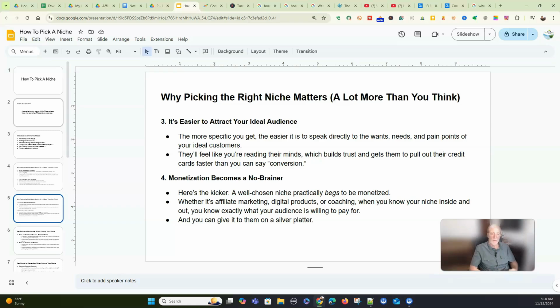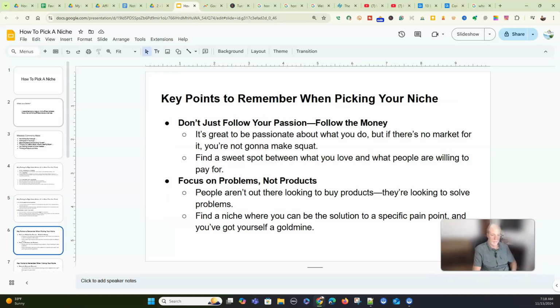And so monetizing becomes a no-brainer. So how do you monetize that market? Well, it's easy because you know everything that they want. You know what they need, and you're able to speak to those things. And so you can really just hand it to them on a silver platter.